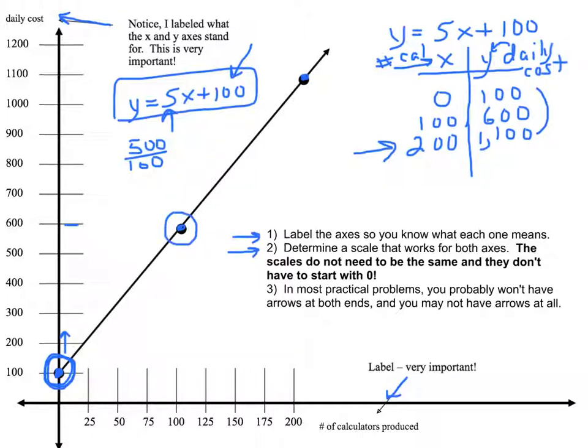Sometimes when doing practical problems, it just makes more sense to set up a t-chart rather than do the slope-intercept method, but certainly the slope-intercept method does work.